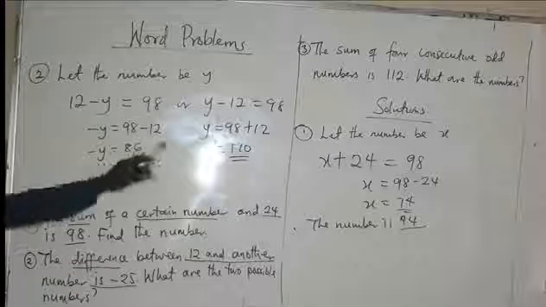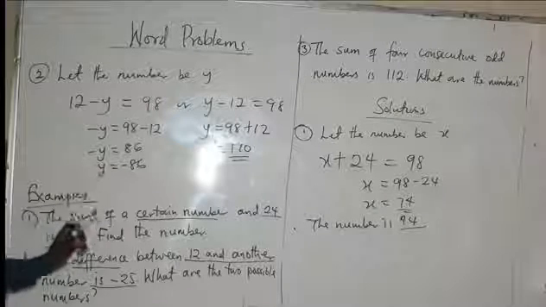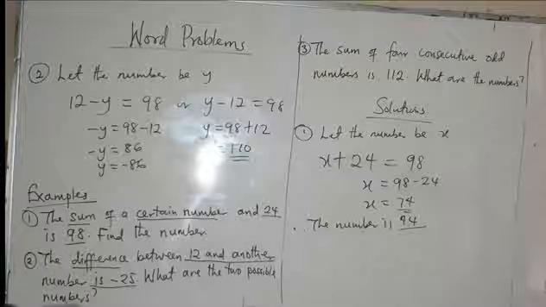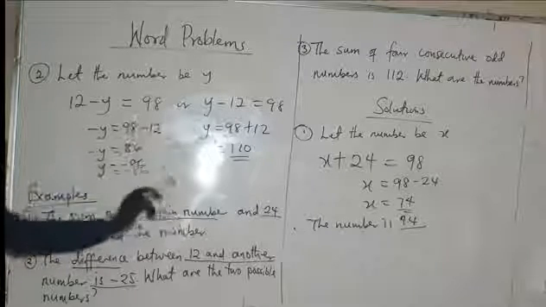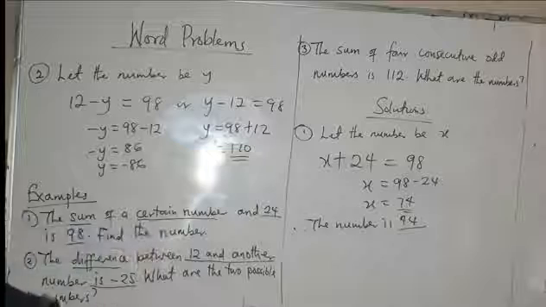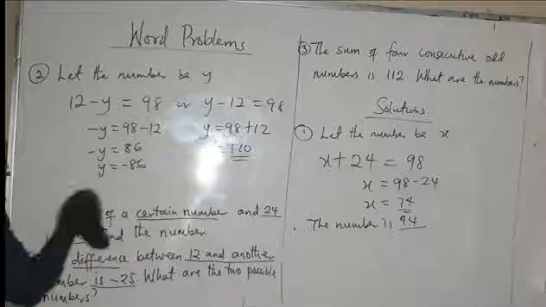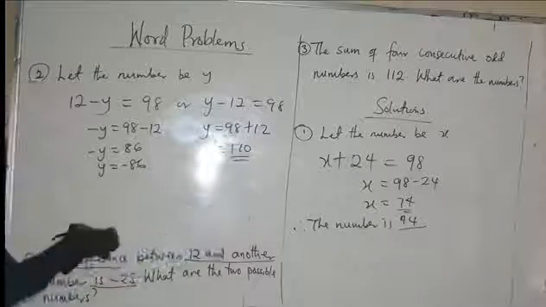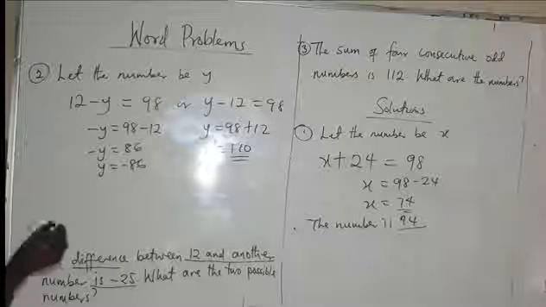This is not where we're going to stop, because in the question we don't have y there, right? We are just using the equation to solve the problem. So you have to state your answer at the end. So we're going to have this: the two possible numbers.